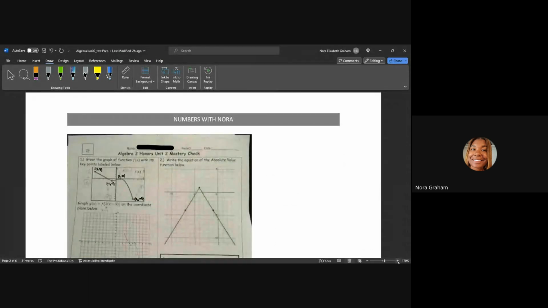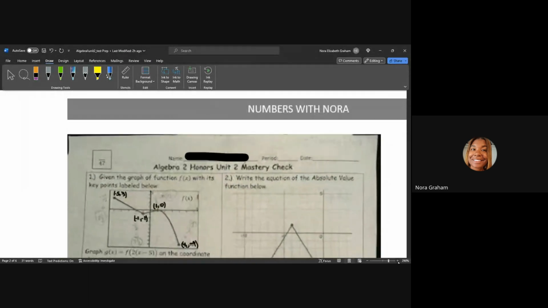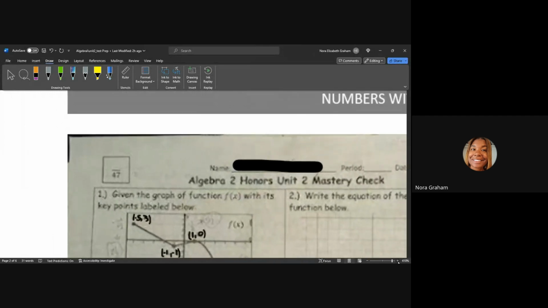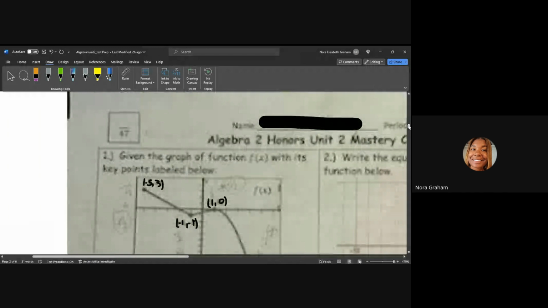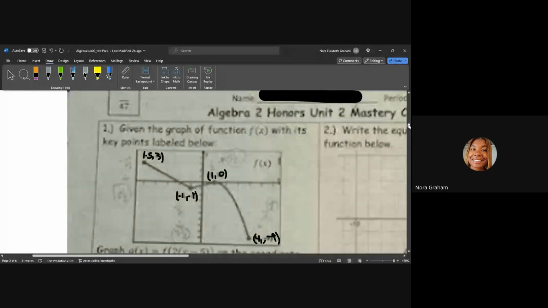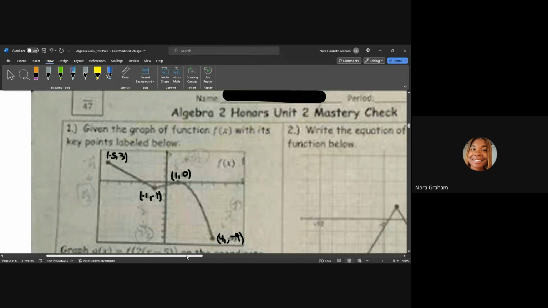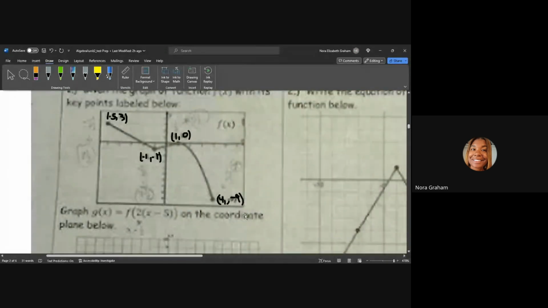Let me zoom in so you guys can see what I'm doing. We're going to focus on number 1. Sorry if it's a little blurry. I had to take a screenshot from her homework. So for this one, given the graph of function f of x with its key points labeled below, they want us to graph g of x from this function, f of 2 times x minus 5 in parentheses, on the coordinate plane below.